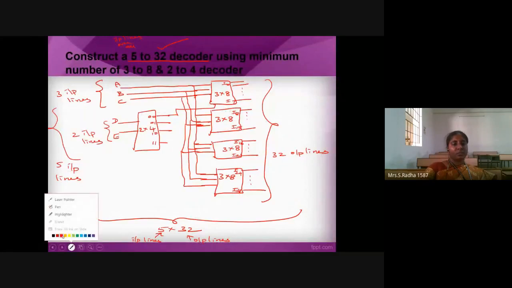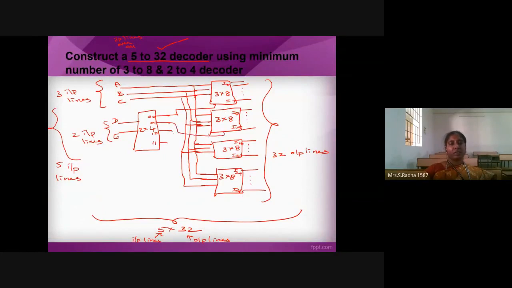So the solution is almost completed. The second output you have to give to the second decoder, the third to the third decoder, and the fourth to the fourth decoder. This is how one decoder will be activated at one particular time.